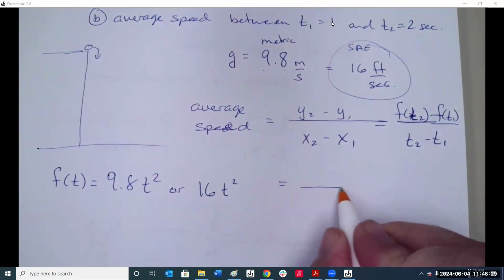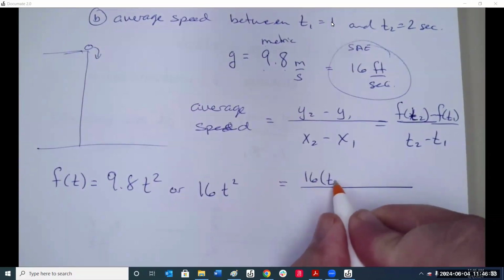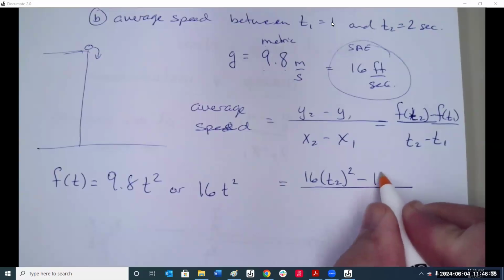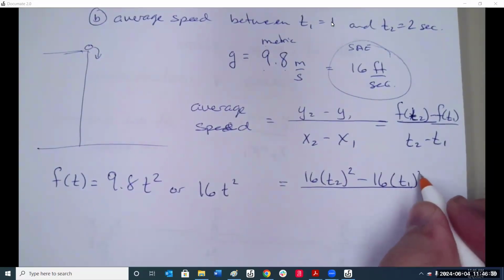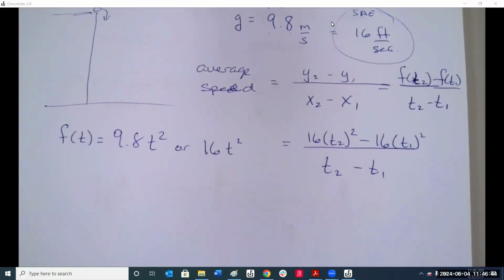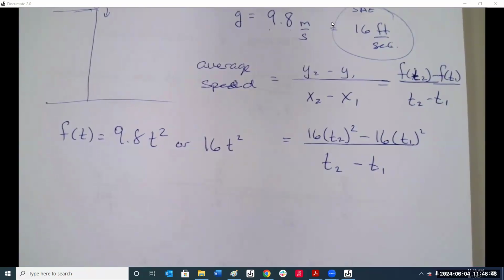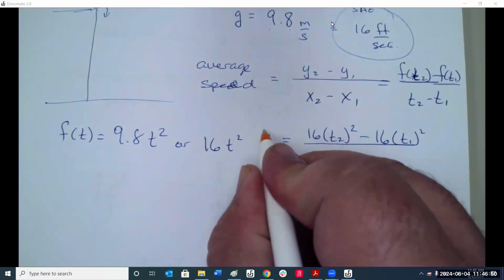So our function is going to be 16 t2 squared minus 16 t1 squared, over t2 minus t1. So we're going to use our average speed.